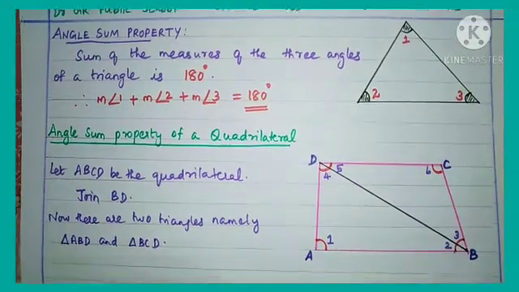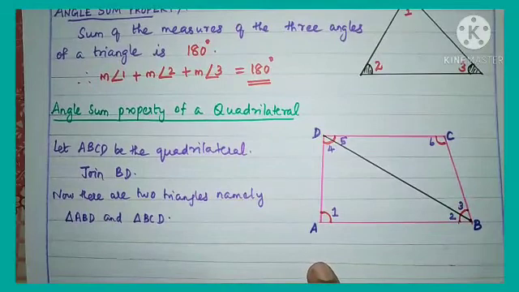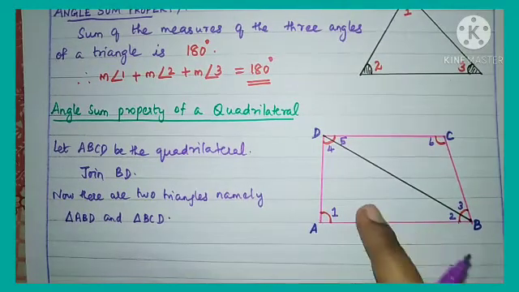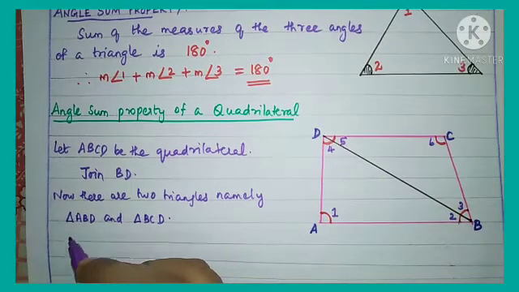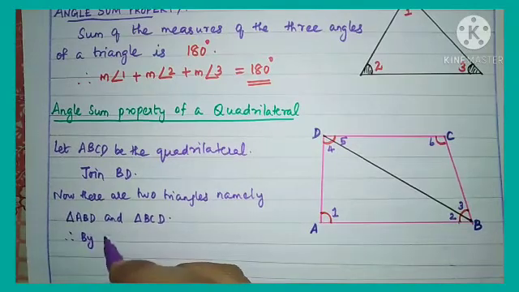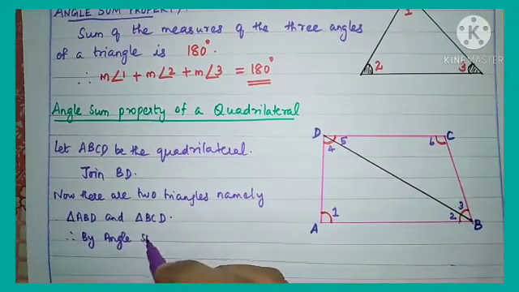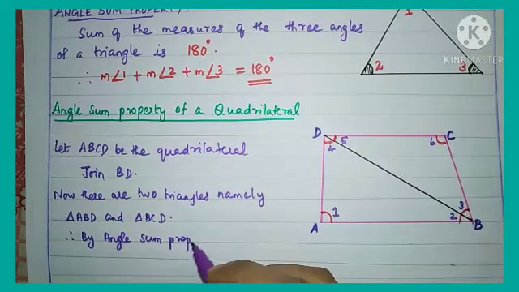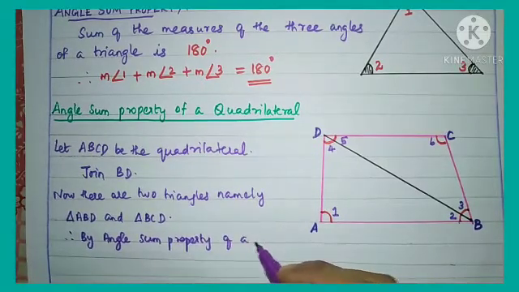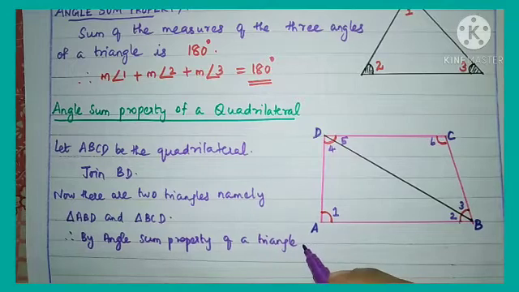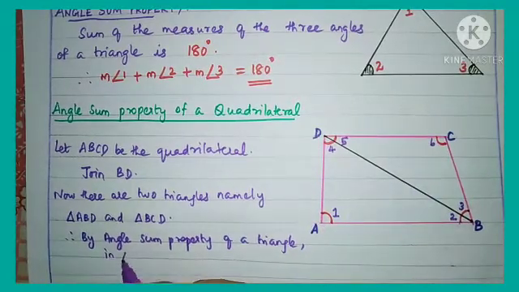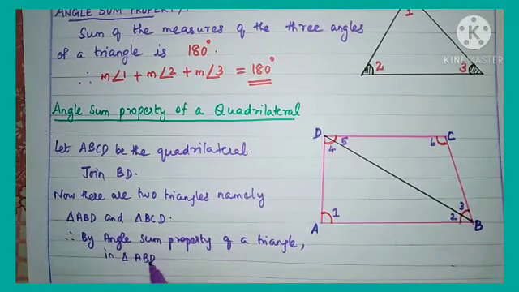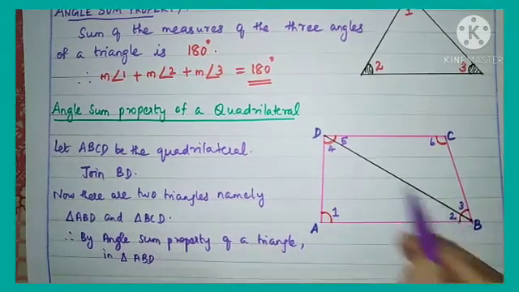Okay, so we got two triangles, ABD and BCD. Now in these two triangles we are going to apply the angle sum property of a triangle. Therefore, by angle sum property of a triangle, how can we write in this triangle? What is the first triangle? ABD.